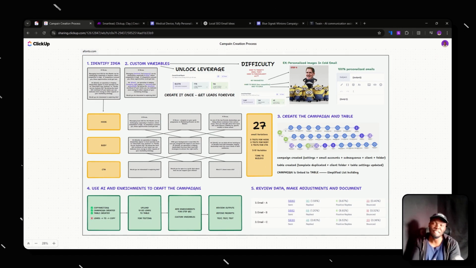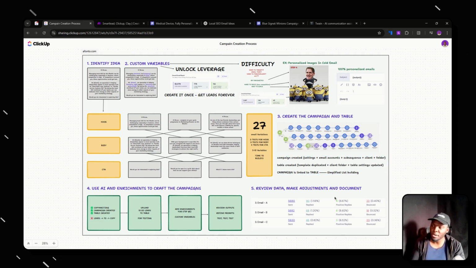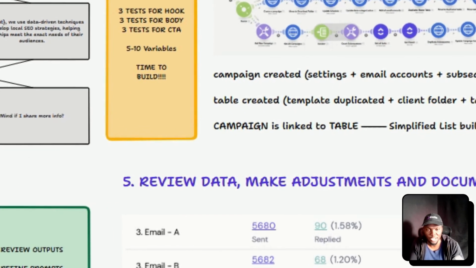Because when we're doing this stuff at scale and you're using AI, a lot of the times it's saying things that don't even make sense to the person. But if you spend a lot of your time here in this AI enrichment testing section, you can make sure that every single person is getting the exact message that you would send manually. And when you do that, you can unlock leverage by crafting campaigns that are amazing. And so the last part here is reviewing the data, making adjustments, and documenting what worked.